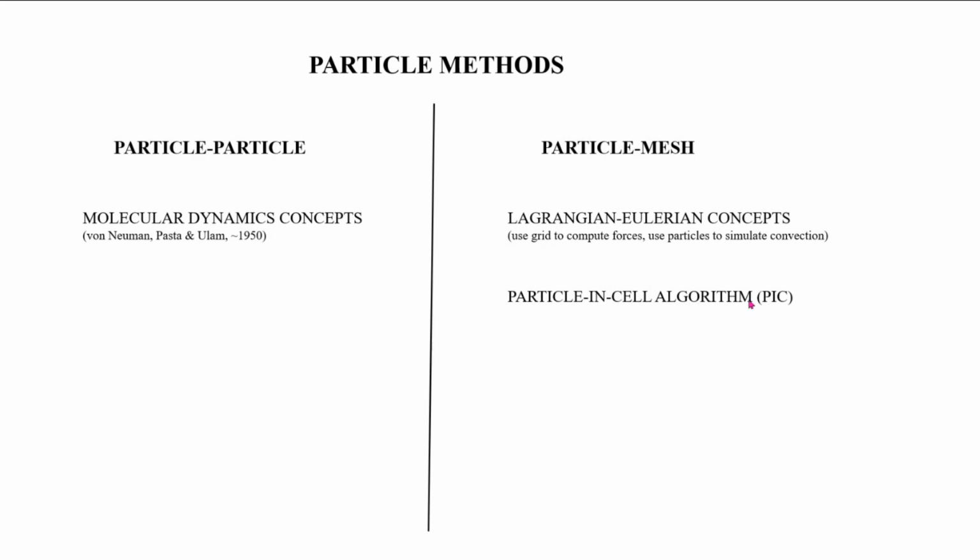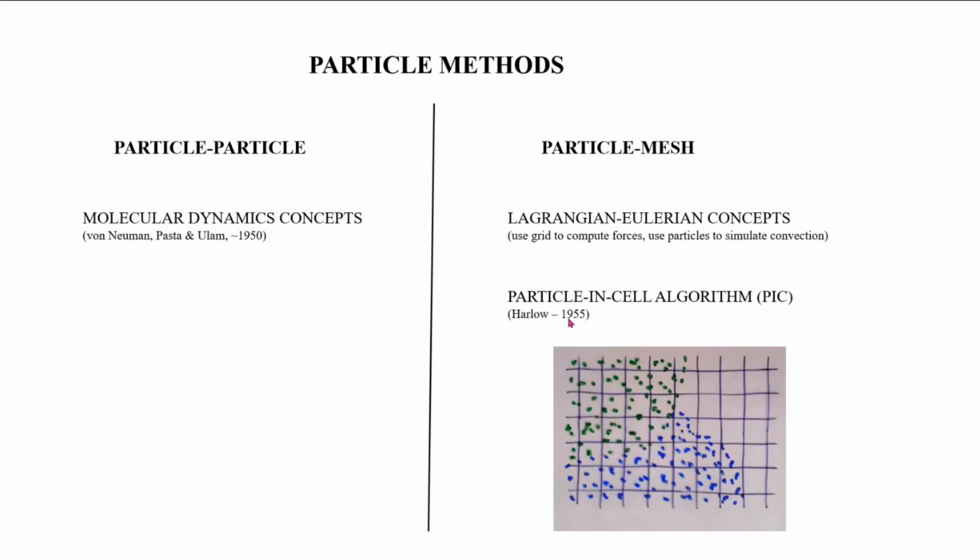The best-known algorithm is the particle-in-cell algorithm, PIC, which was created in 1955, so a long time ago. You see I have a fixed grid. In this grid, I have green particles and blue particles, and I treat these particles as mass elements, and I look at forces acting on them. The movement of these particles simulates convection. But then I need forces acting on these particles, so here I use the grid to determine those forces. So I have to transfer information between particles and grid and back to particles.